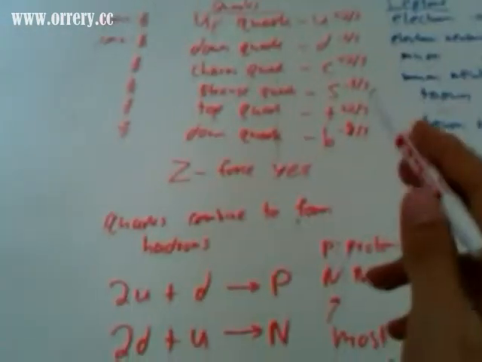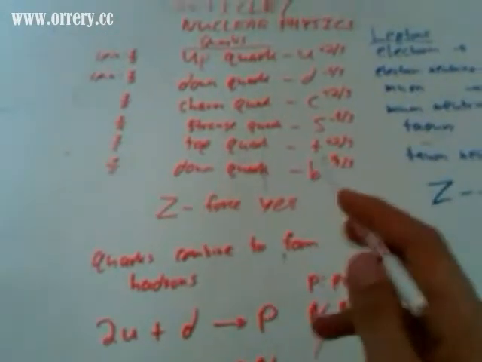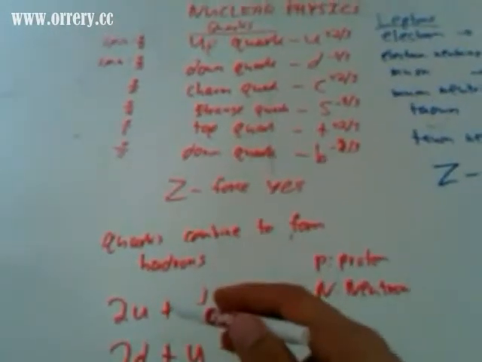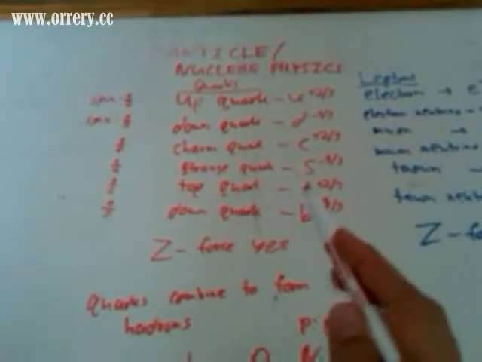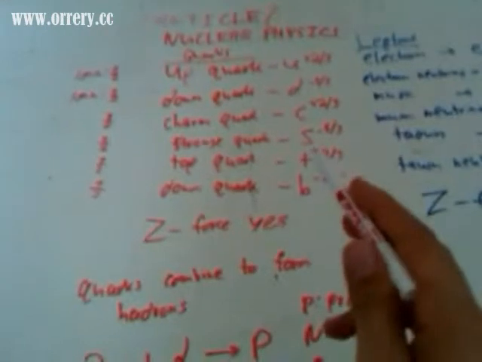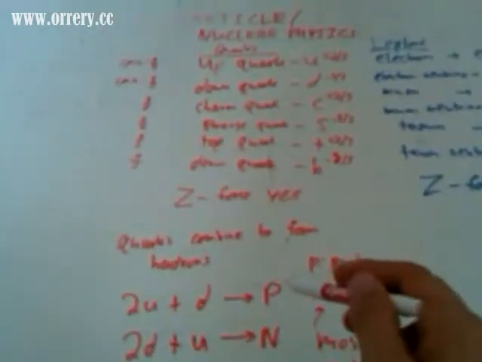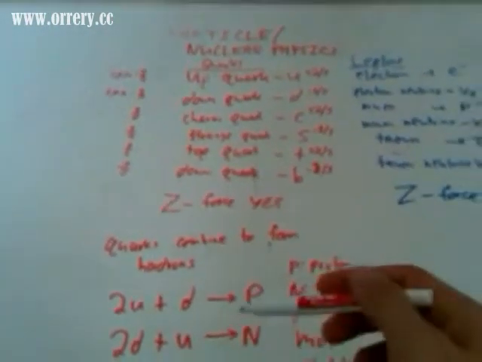Did I write this wrong? Actually, hold on one second. Here we go. I did write this correctly. So with 2 up quarks we have plus 2/3 and then plus another 2/3, which is 4/3. But if we subtract 1/3, because the down quark is minus 1/3, we're left with a proton, which is a +1. So that's how the fractional charge came about.